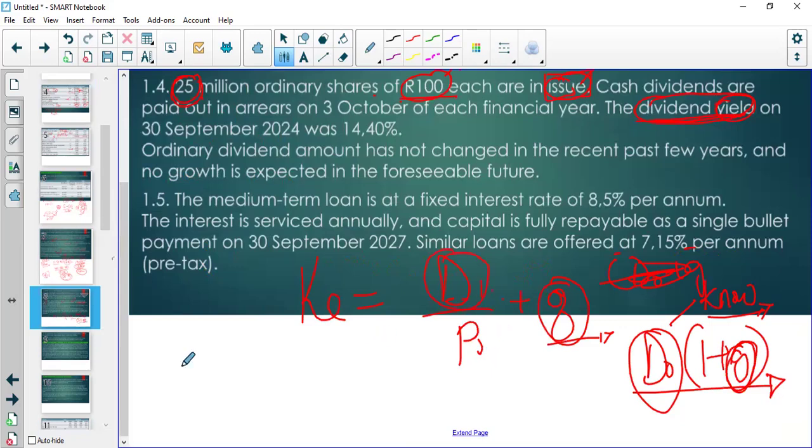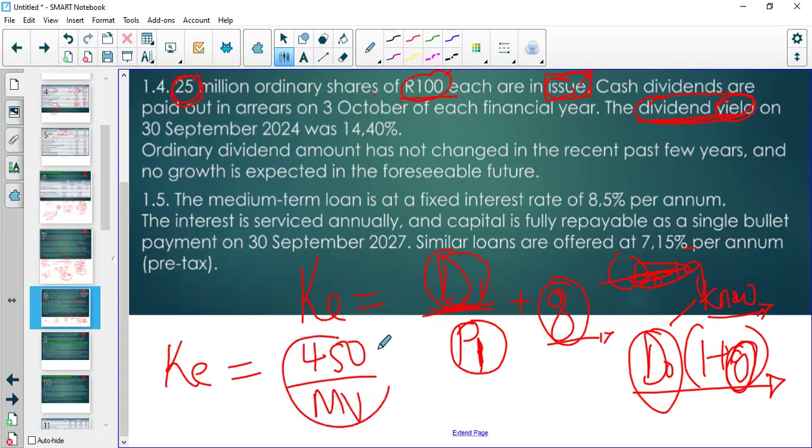Right. So the cost of equity is going to be equal to your D1 over P1. If we have a constant payout, D1 will be the same dividend, which is 450. Then P1 will be your market value. That should bring you back to your dividend yield, where the dividend doesn't change, over the price. So that must still bring you back to 14.4% in a case where there is no growth.